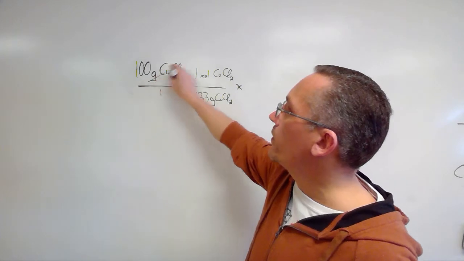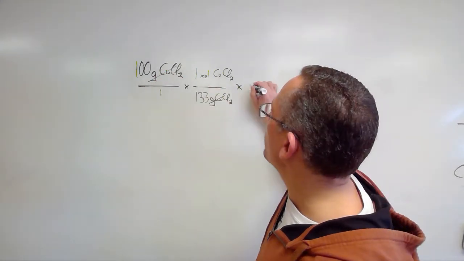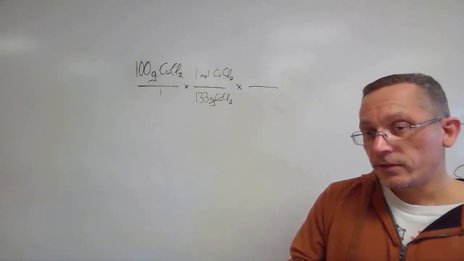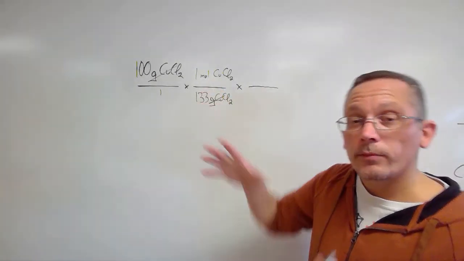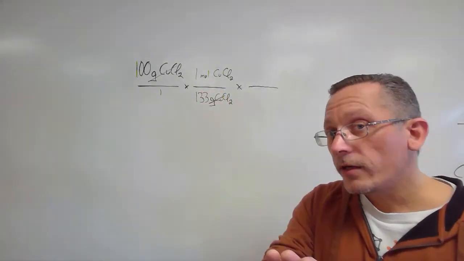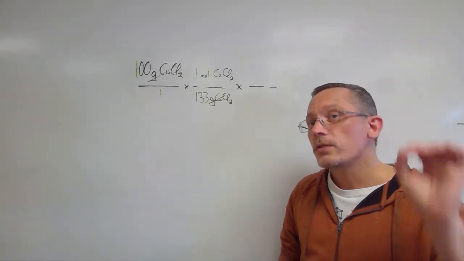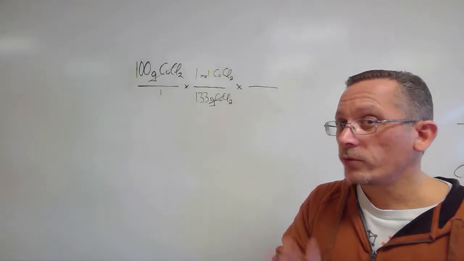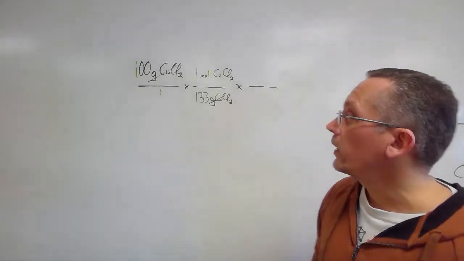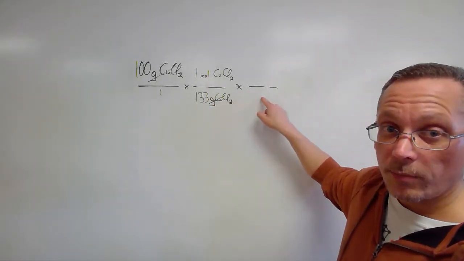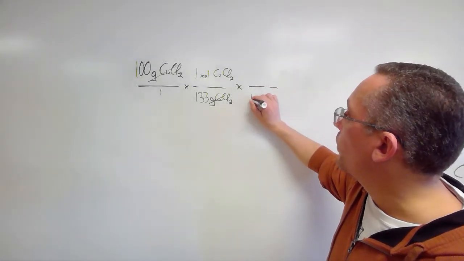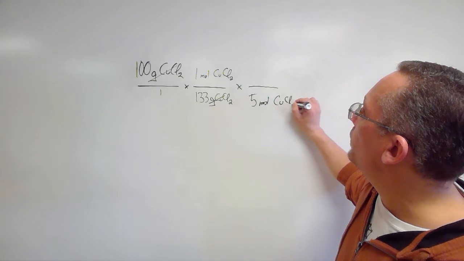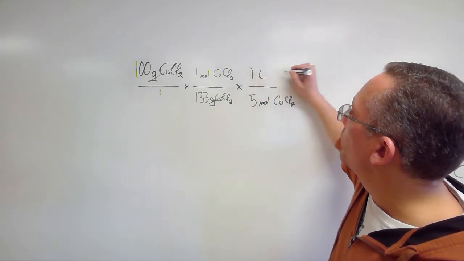Okay, now notice my grams cancel. I have moles, and the question asked me to find liters. So now I have moles, and I'm trying to go to liters. Keep in mind that molarity has both moles and liters as part of it. The problem said it was 5 molar, so it's 5 moles to 1 liter. I'm going to want moles on the bottom, so let me put 5 moles, and that is CuCl2, to 1 liter.